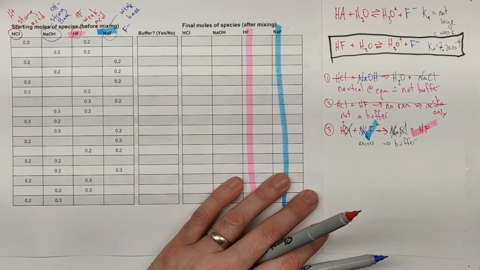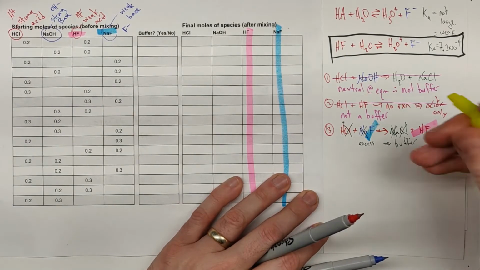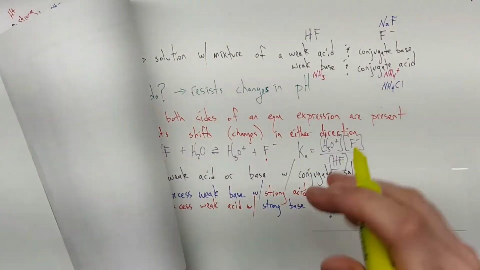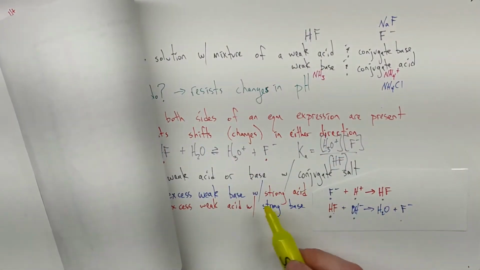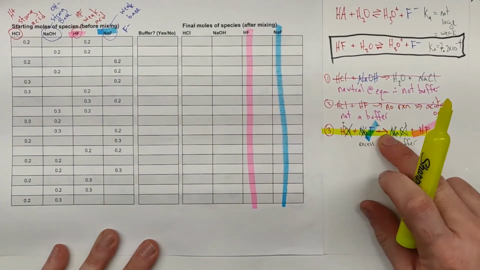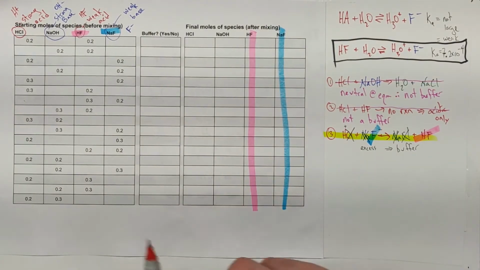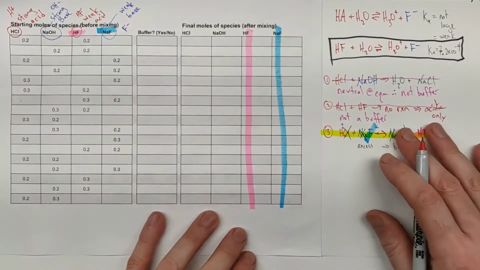So this is one of the situations where we're going to watch. And that is one of these situations we identified in the last video. In this particular case, excess weak base with a strong acid. All right. Our fourth one is the NaOH and the HF possibility.